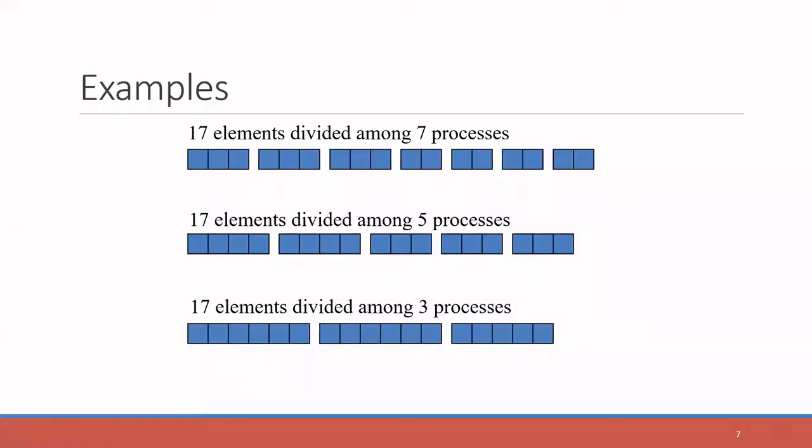In the example drawn here, you can see that there are 17 elements which are divided among 7 processes. The first three processes will get 3 each and the rest 4 will get 2 each. What if the 17 elements are divided among 5 processes? You can see the first 2 are getting 4 elements each and the rest getting 3 elements. And if it is divided among 3 processes, the first 2 will get 6 elements each and the rest of the processes will get 5 tasks.